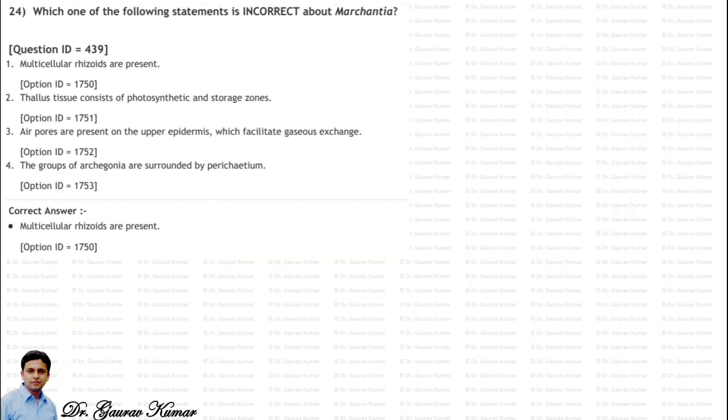Next one is, which of the following statements is incorrect about Marchantia?